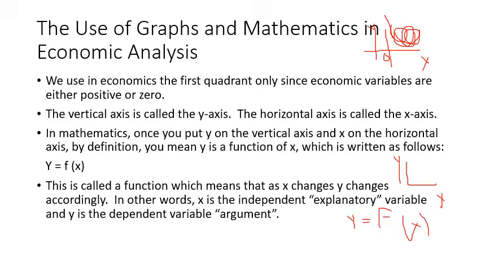For example, an example of an economic variable is prices, the price of a product. The price of the product is either a positive value that you pay to obtain the product, or free. It's a free product, you take it for free. Free means the price is zero.